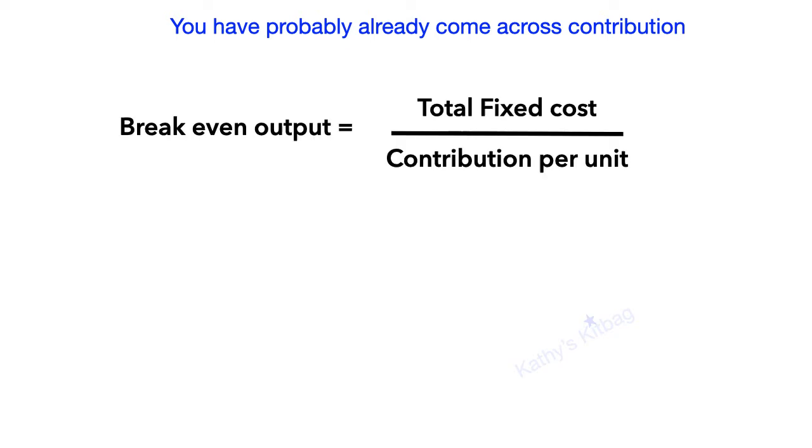Today we're going to look at contribution. You've probably already come across contribution. It usually gets its first mention when we're talking about break-even. So you should already know that break-even output is your total fixed cost divided by contribution per unit. And that contribution per unit is just the selling price per unit, take away the variable cost per unit.